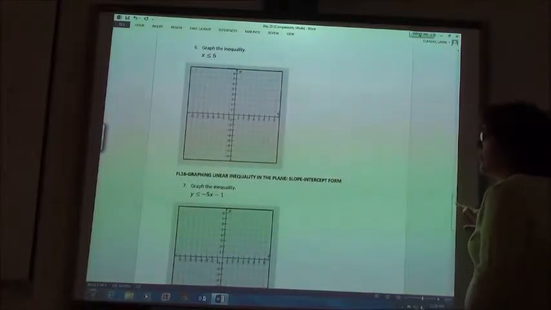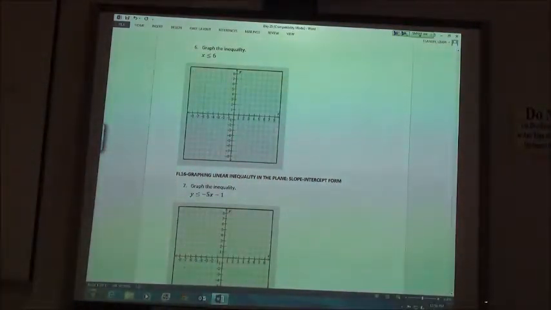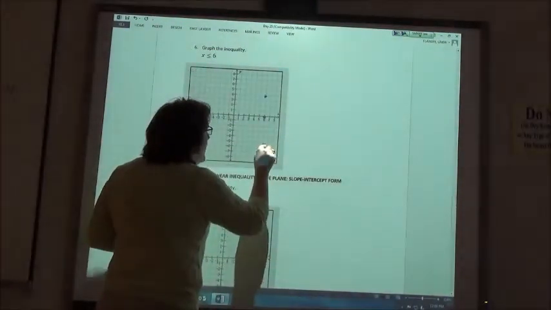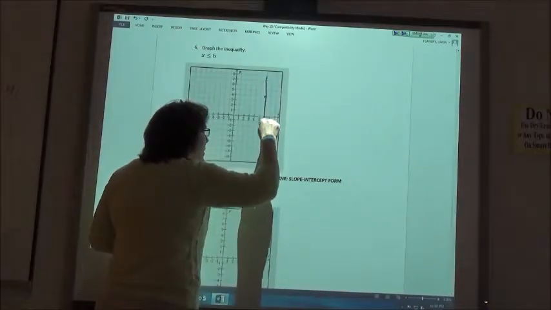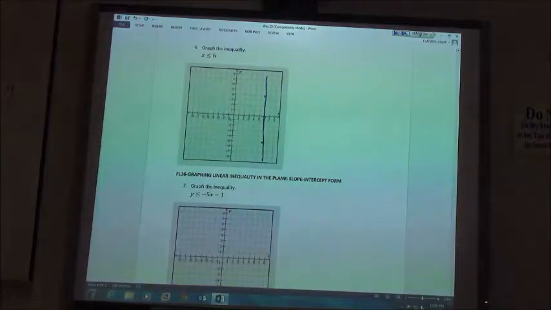So number 6 there, we are doing x is less than or equal to 6. So again, if it's x is less than or equal to 6, which way is our line going to go? Up and down. So on my x-axis I mark 6. I know it's a vertical line, and so then I draw my line x equals 6. Now should my line be solid or should it be dashed? Solid. Going to be solid.